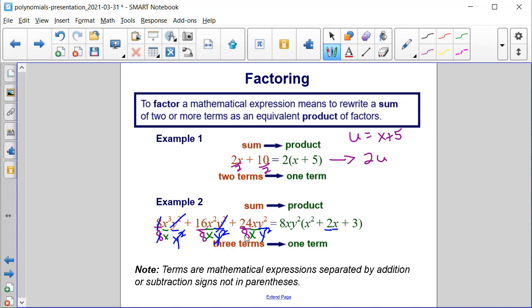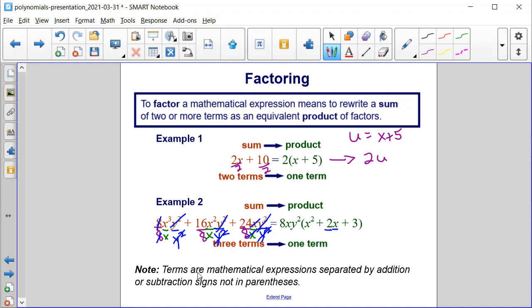And then 24 divided by 8 is 3. And x divided by x, they cancel each other out. And the y squareds also cancel each other out. So we're left with 3 as our constant in the second factor here.